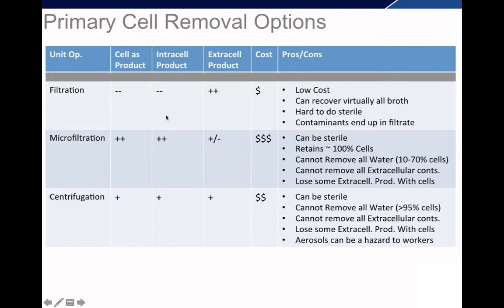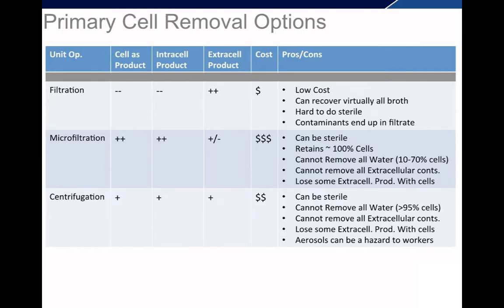If the cell is the product, you really want to be doing microfiltration or centrifugation. That would be the same thing for intracellular product. If the broth is the product, filtration can be a little bit better. Filtration has a relatively low cost. It can recover virtually all the broth, but it's pretty hard to do sterilely, and you can have contaminants ending up in the broth or filtrate.